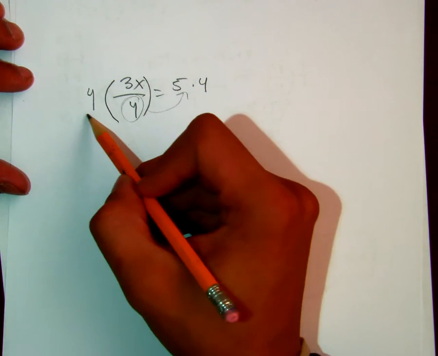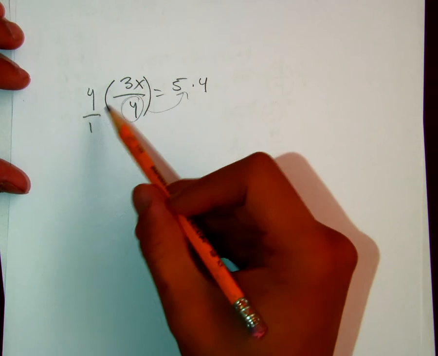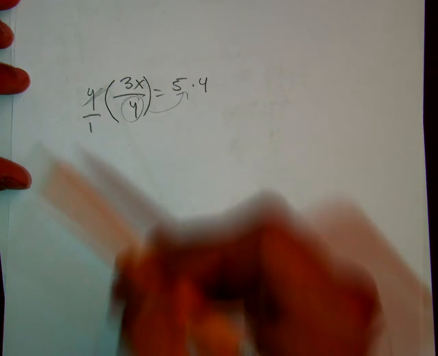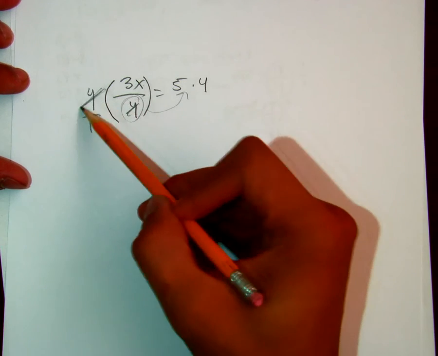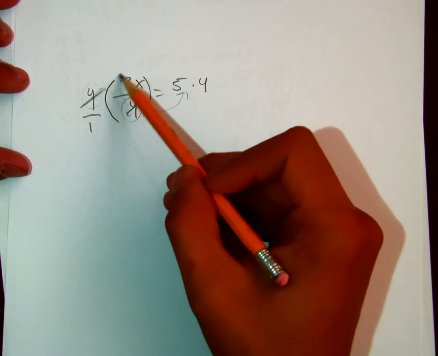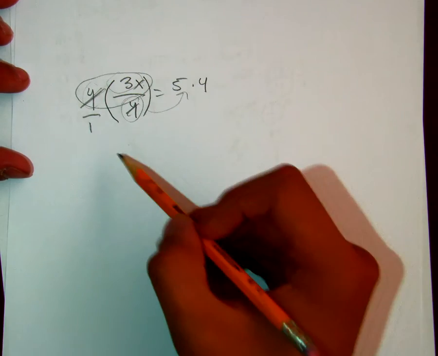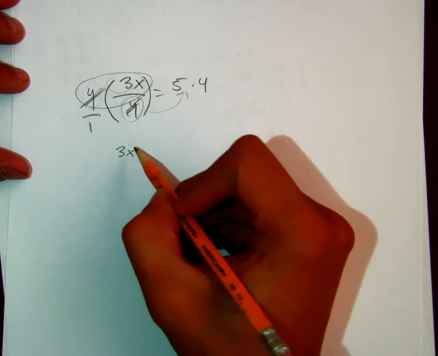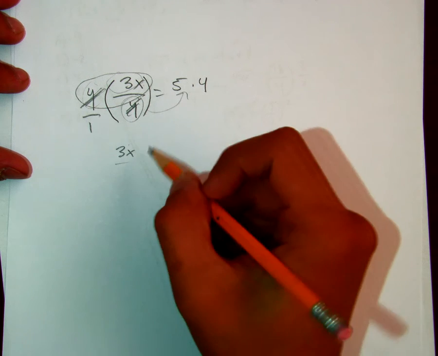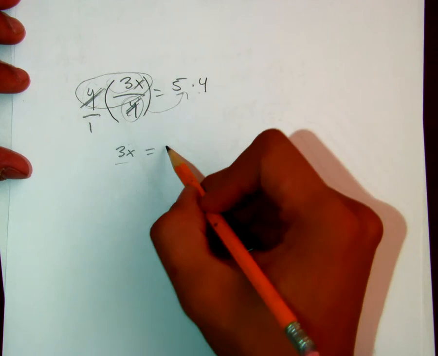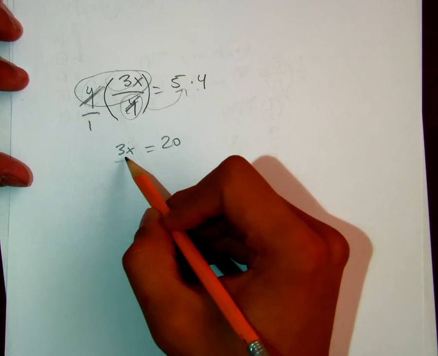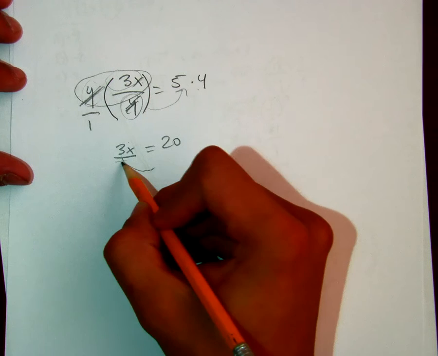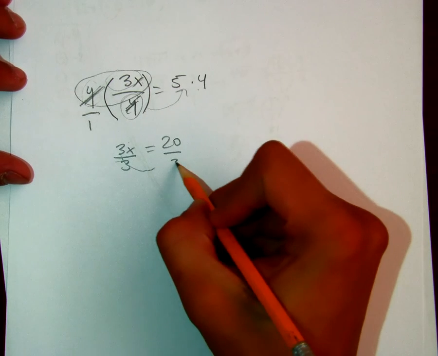So this part can be written as 4 over 1. And like I said before in the previous problem, when you have two similar terms, numerator and denominator, you can cancel them out only if these terms are being multiplied. So you cancel them out, and you'll be left with 3x over 1, or just 3x equals 5 times 4, which is 20. And then you move this 3 over by dividing both sides by 3. So 3x divided by 3 equals 20 over 3.